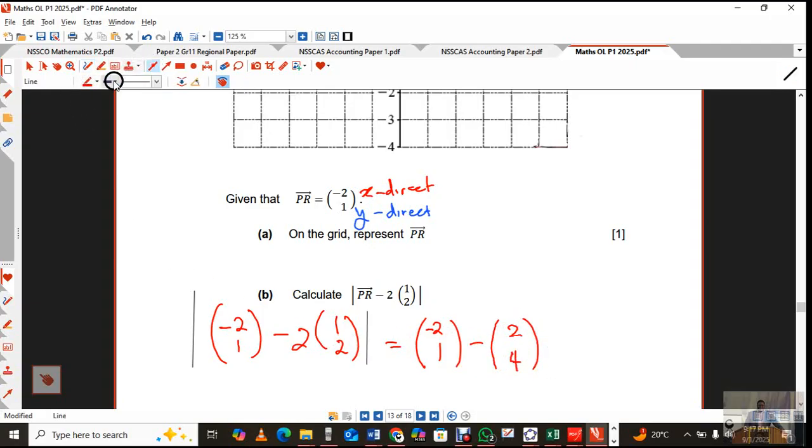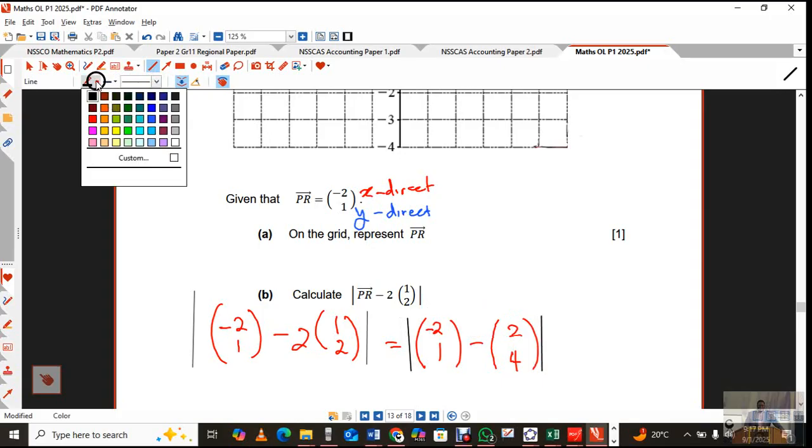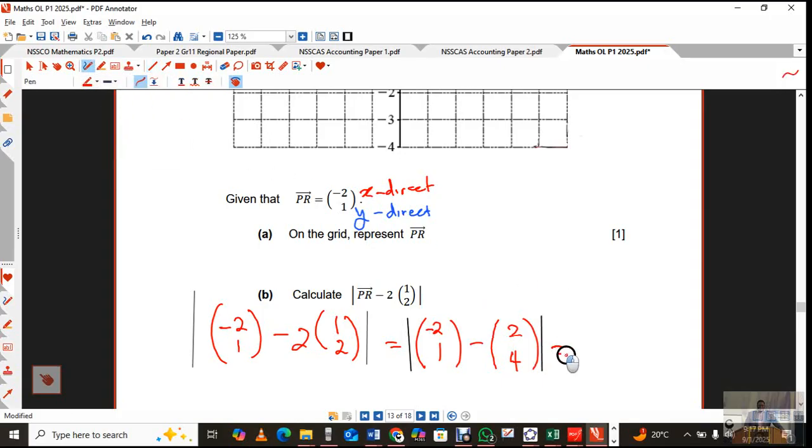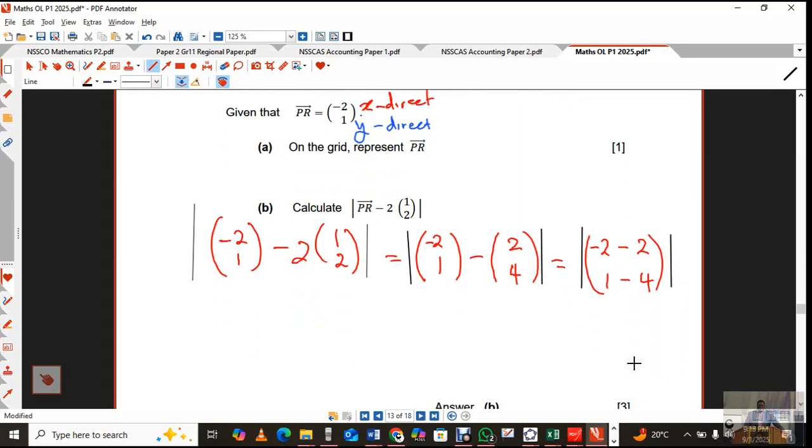Okay. You still have to calculate the distance, so this is going to be more than 1 mark. So this is going to be (negative 2 minus 2, 1 minus 4). That's what I'm going to be using now. Still, we're going to find the distance of that. You with me so far? Right? You're just supposed to subtract the elements of each other. That minus that gives me this. 1 minus 4 gives me this.